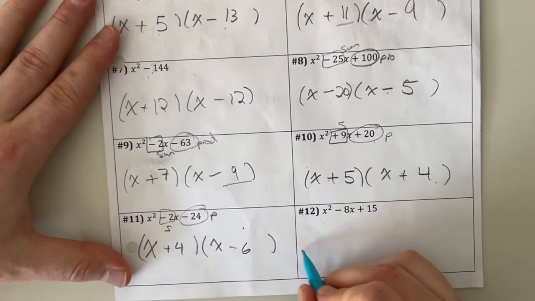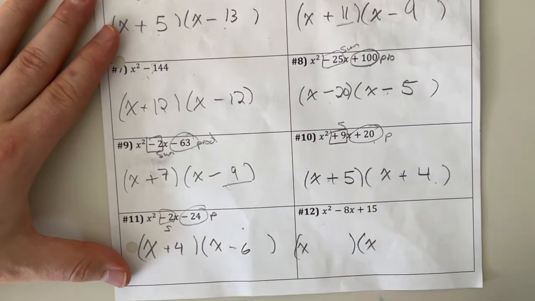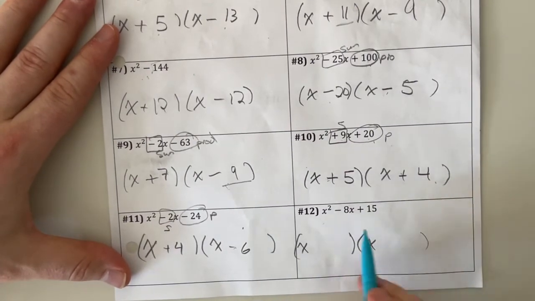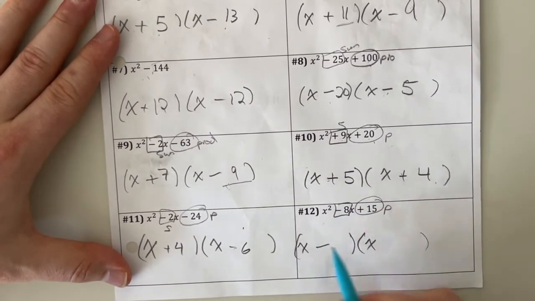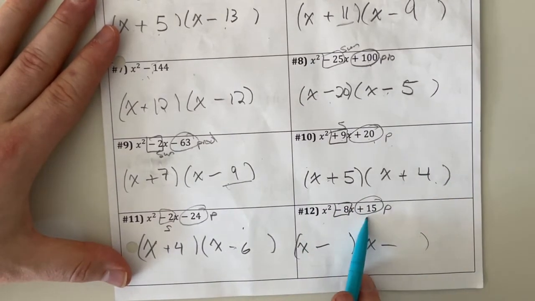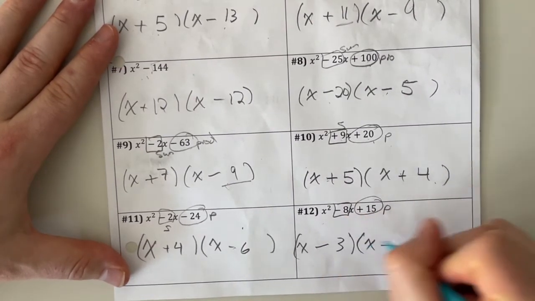And then lastly, for number 12, I have x times another x in parentheses. Product is the same sign. Sum is negative, so that means they're both negative. So I need two numbers multiplied together to give you 15 and added together to give you negative 8. So I'd say 3 and 5.